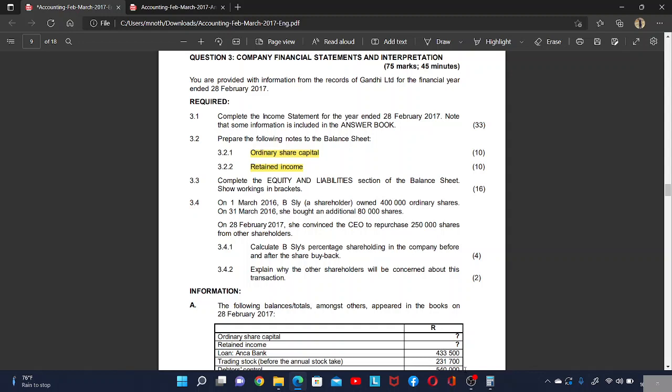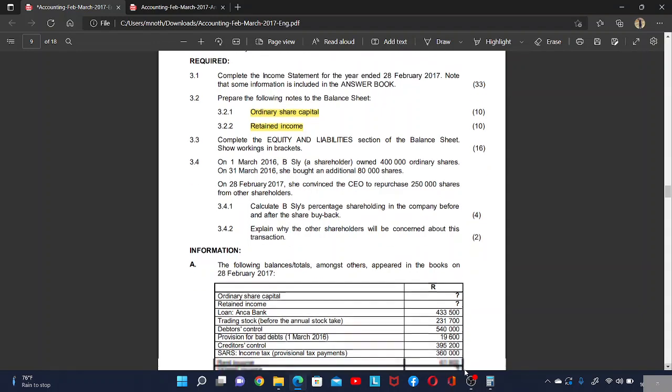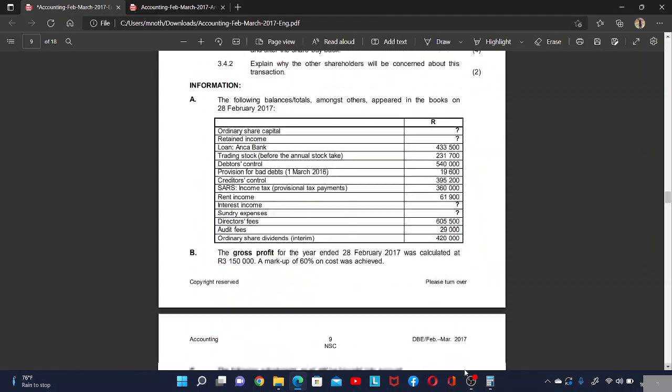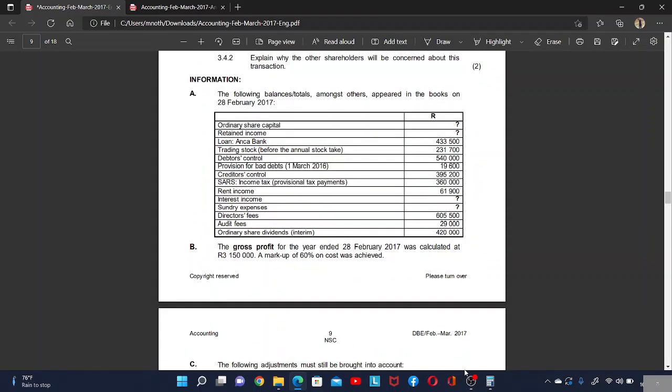Capital and the retained income. Prepare the following notes to the balance sheet. So let's go to the information. The following totals or balances, among others, appeared in the books on 28 February 2017. So we are not given the ordinary share capital and the retained income. There is a question mark.